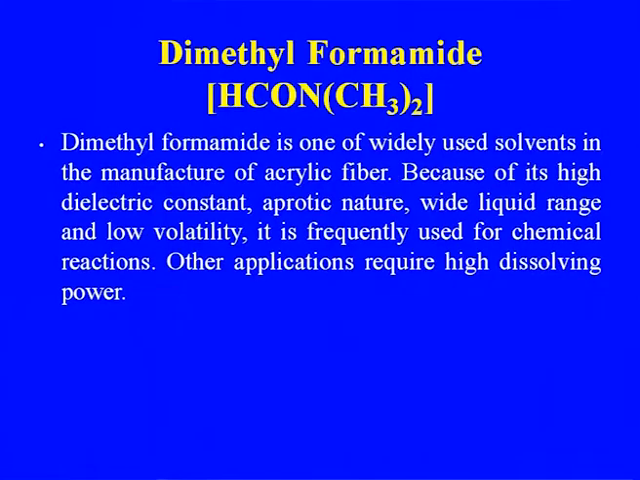So, this was only possible with the availability of dimethyl formamide, and at the same time dimethyl formamide is also used as a solvent. While discussing the C4 chemicals, we discussed dimethyl formamide also being used for extraction of some of the petrochemicals. Because of its high dielectric constant, aprotic nature, wide liquid range and low volatility, it is frequently used for chemical reactions. Other applications require high dissolving power. Because of that, as I told you, we are using it for the spinning process.